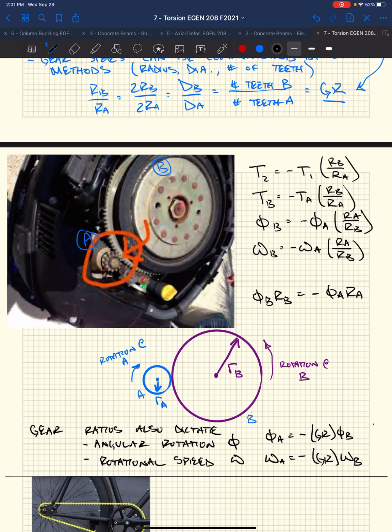Does that answer your question? And speed is the same. If these guys are moving really fast, the speed right here has to be the same between the two gears. Otherwise, you're going to be skipping.